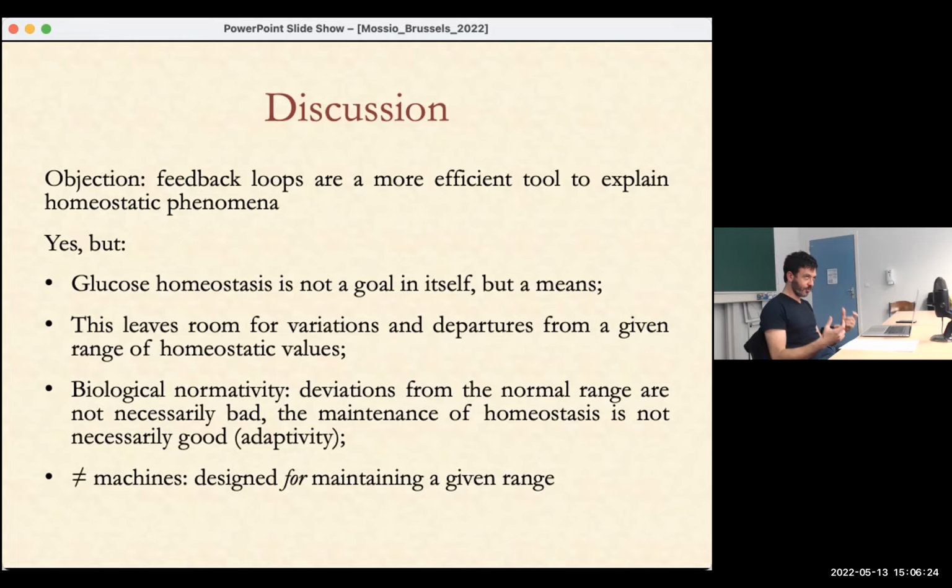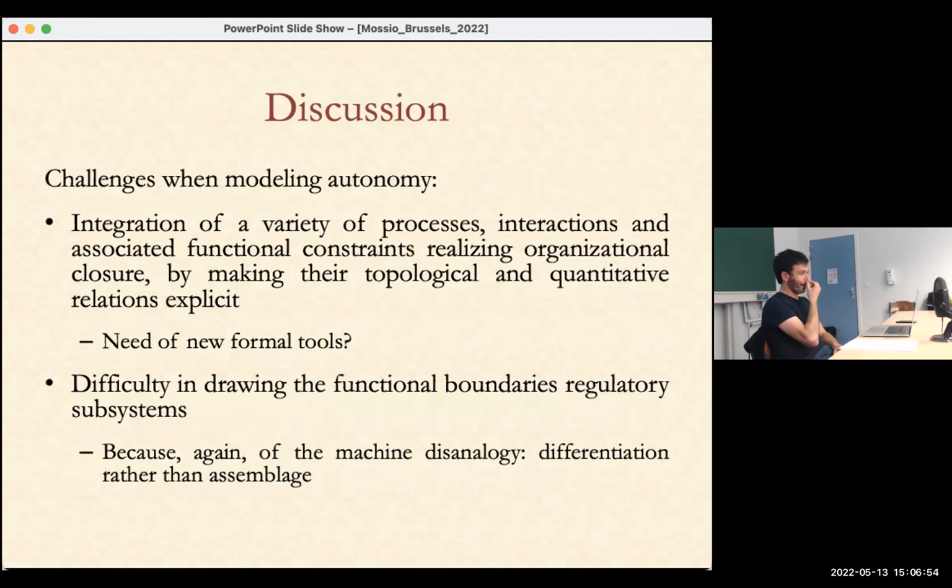So insofar as there is good reason to think that the organism has to maintain homeostasis of a variable, then it is likely that feedback loops do the job. But as soon as this is not what is going on, maybe a better explanation of the phenomenon requires situating the phenomenon in the organism. That's where the theory of autonomy can play a role, an original role.